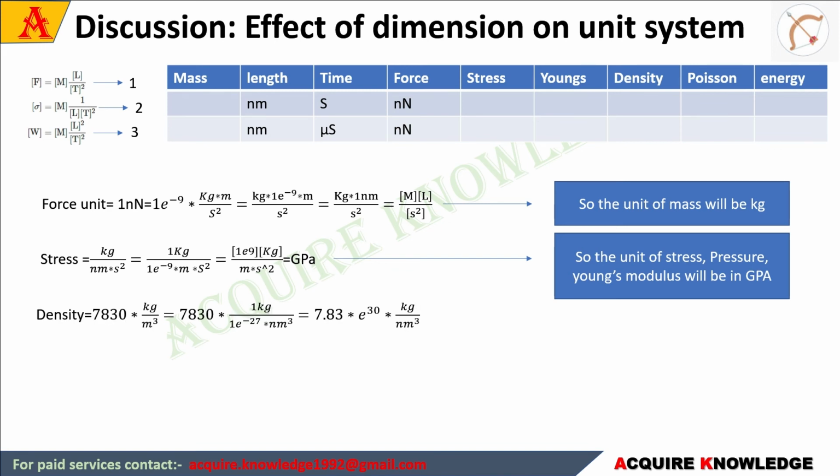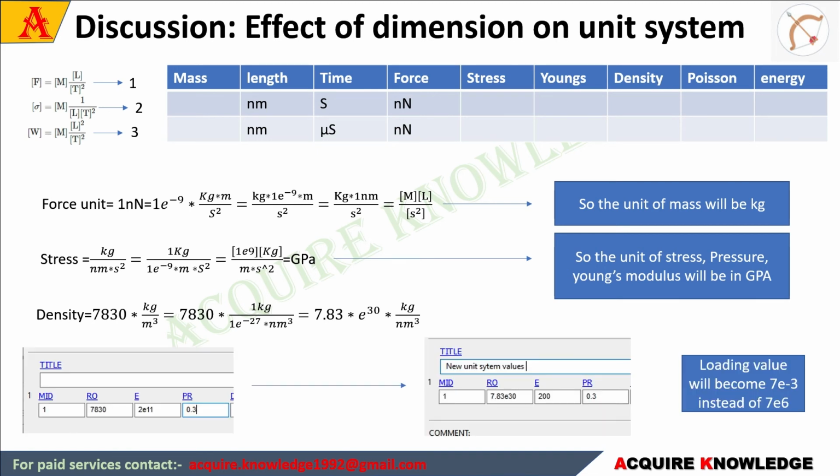Now, if we try to convert the density, that is 7830 kg per meter cube, in the new unit system, that is going to be kg divided by Newton meter cube, then the value is going to be 7.83 e to the power 30. Next, if we enter these values, it is going to look something like this, as shown in the new unit system values. So for density, we have to enter 7.83 e to the power 30. Young's modulus, because it's now in gigapascals, we have to only enter 200. Poisson's ratio is going to be the same.